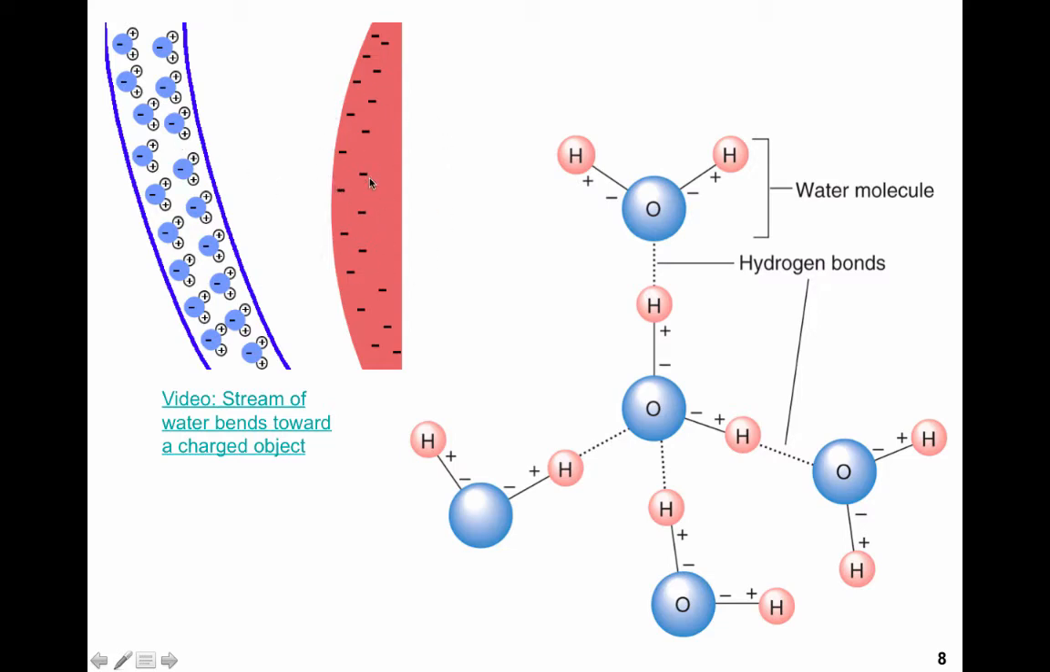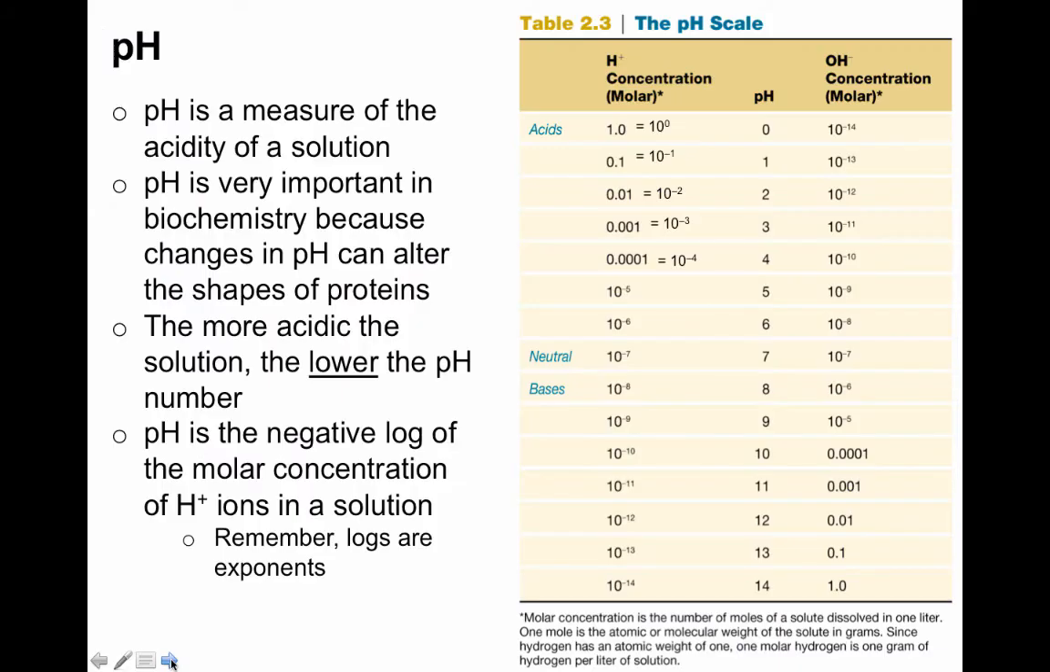If that negatively charged object wasn't there, you would expect these water molecules to sort of be randomly oriented in all different directions in the stream of water. But when that charged object is put nearby, it induces those water molecules to reorient themselves with their positive hydrogen sides facing the negatively charged object, and the stream bends with that electrical attraction between the positive and the negative charges. Cool stuff.